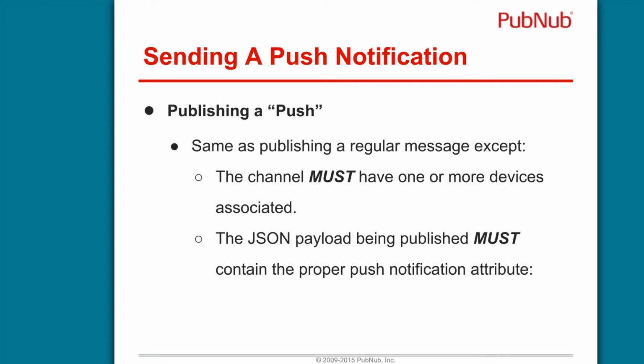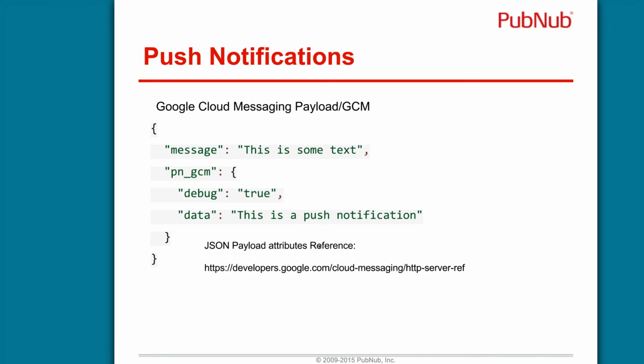The requirement is that you must have one or more devices associated with the channel, which is what we did in the register PubNub step, and the JSON that you're publishing must contain a proper push notification attribute. I have a few samples here. For GCM, this would be a typical GCM payload. This is actually not the best payload, but it does work.